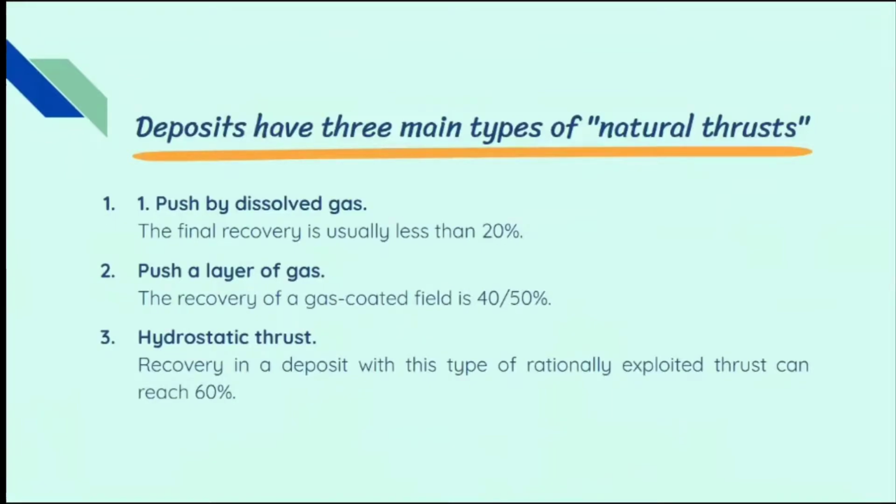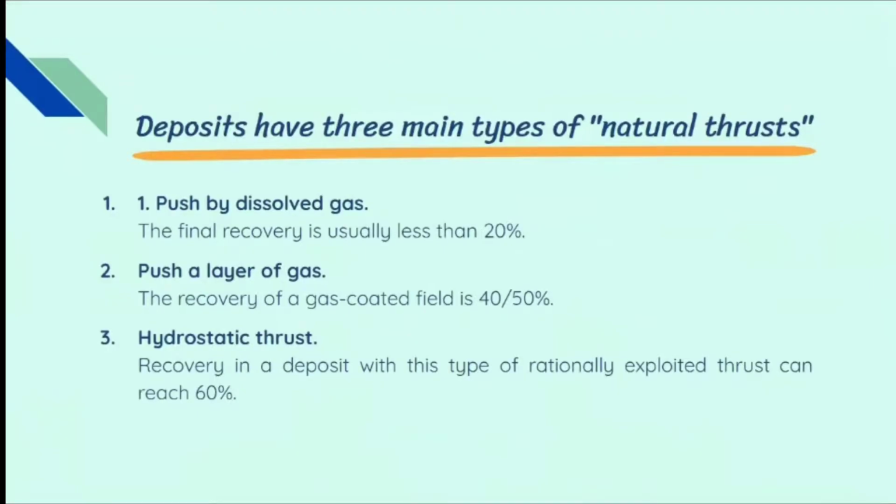Now, there are three main types of natural thrust. Number one, push by dissolved gas. The driving force is the gas dissolved in oil that tends to escape and expand due to decreased pressure. The final recovery is usually less than 20%.